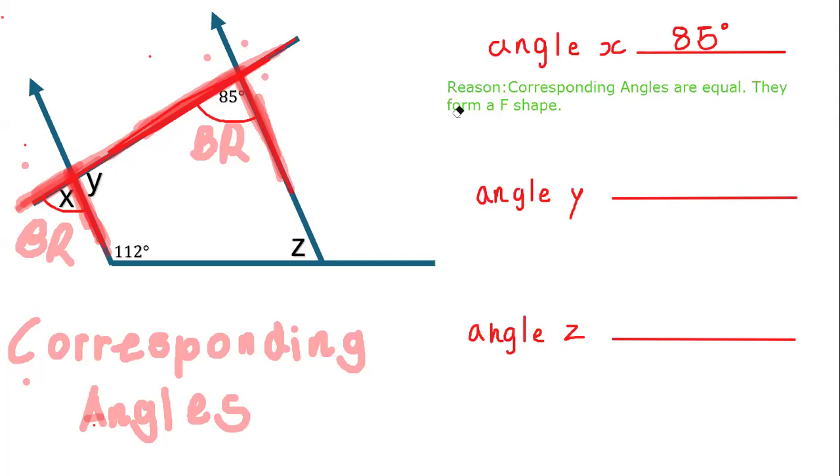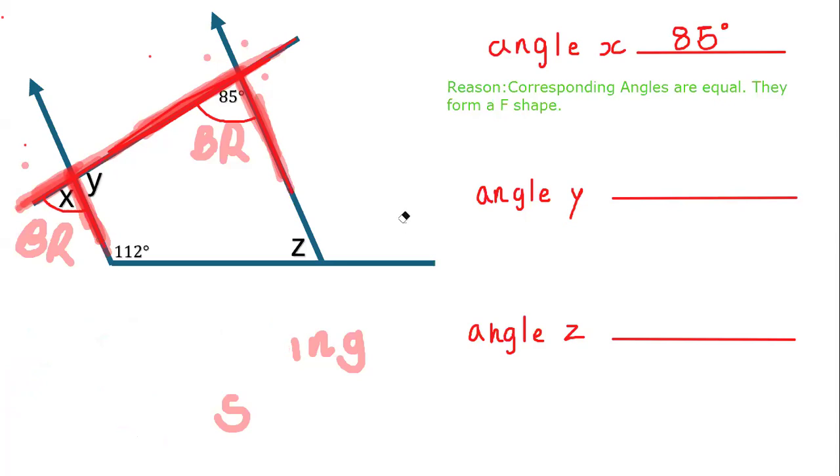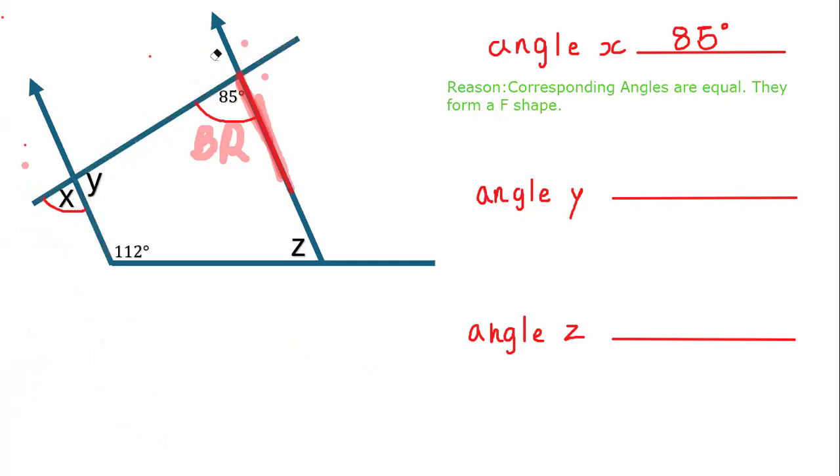Ah, that's true. All right, next, angle Y. So if we know, let me go ahead and erase all of this. So this is X, so X is 85 degrees. So let's make sure that X is 85 degrees.